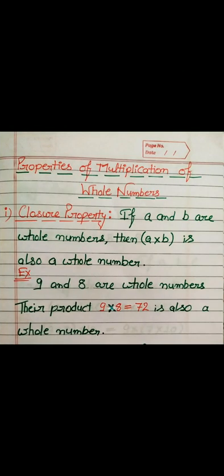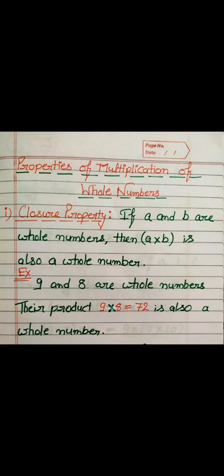As our chapter number 3, whole numbers, is going on, today we will learn multiplication of whole numbers. First we will learn the properties of multiplication of whole numbers. The first property is closure property. So, what is closure property?